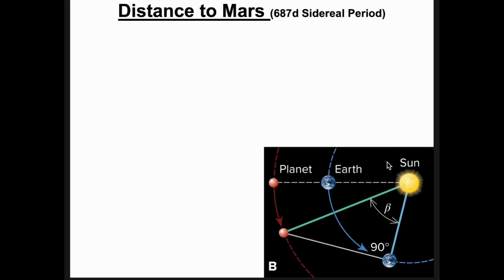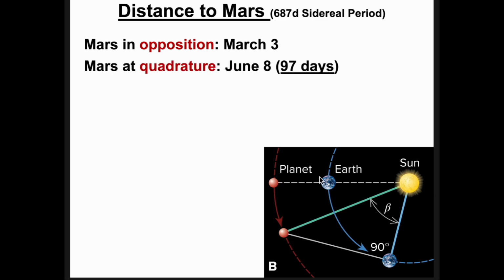So let's try this with Mars. So, if, for instance, Mars is in opposition on March 3rd, where we have this set up right here, 97 days later, it's in quadrature, this setup right here. So what is the angle that the Earth has traveled? Well, we took 97 days out of our 365-day-long year, 97 divided by 365, multiply that by 360 degrees. That means the Earth has traveled 95.7 degrees around the sun in this time.